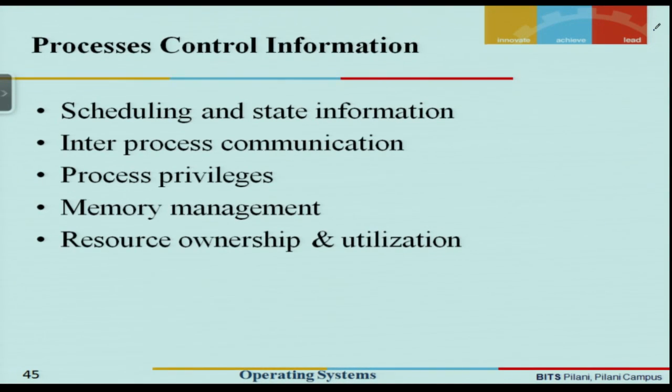The process control information. We find that the operating system would need to keep track of scheduling and state information. It will need to keep track of inter-process communication. It would need to keep track of process privileges, and it would need to carry out memory management, and it will also need to keep track of resource ownership and utilization. So all this information is contained inside what we call the process control information.